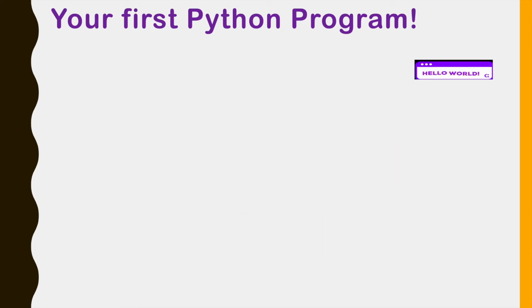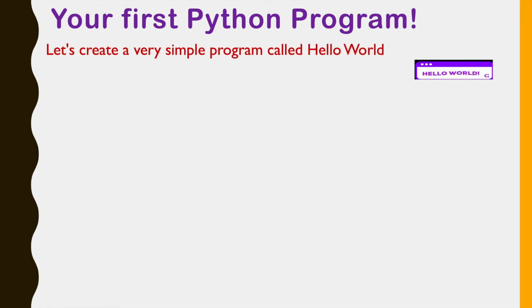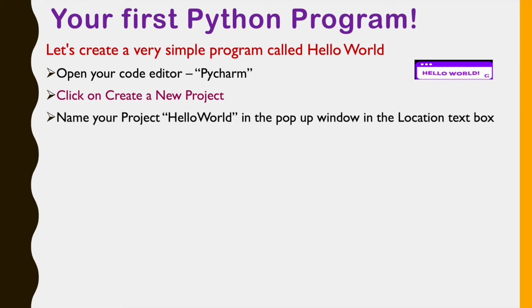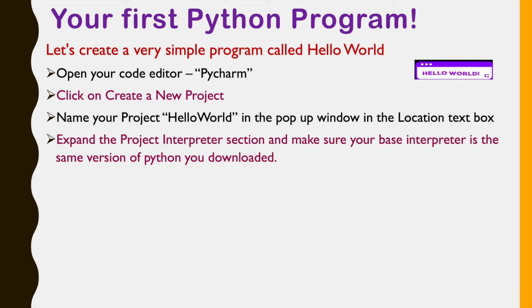And now when we are over with all the installation steps and ready to move ahead, it's time for us to write our first Python program. So let's create a very simple program called Hello World. We open our code editor, that is your PyCharm IDE. You click on create a new project, then give a name to your project, that is Hello World, in the pop-up window in the location text box. That is by default named Untitled.